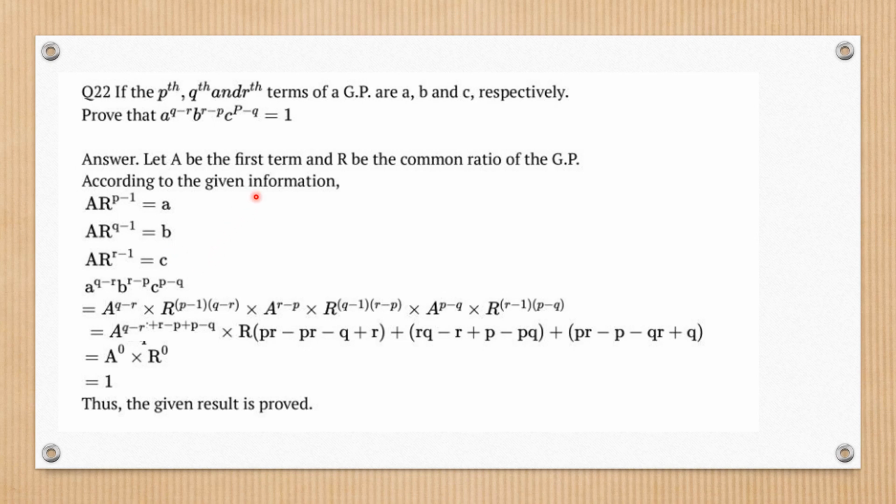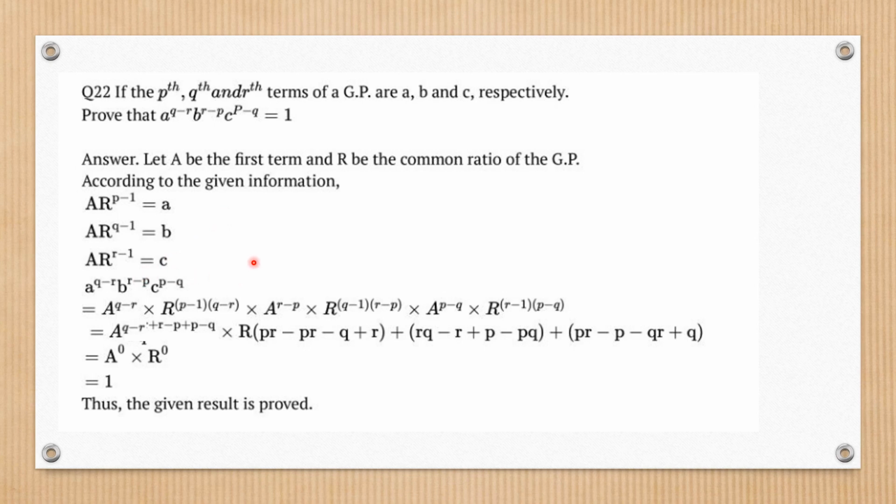Now I need to multiply all of them, and for it I just need A raised to power Q minus R. So I will raise both sides of this equation to the power Q minus R, the second equation to the power R minus P, and the third one to the power P minus Q. And then I'll multiply all of them.